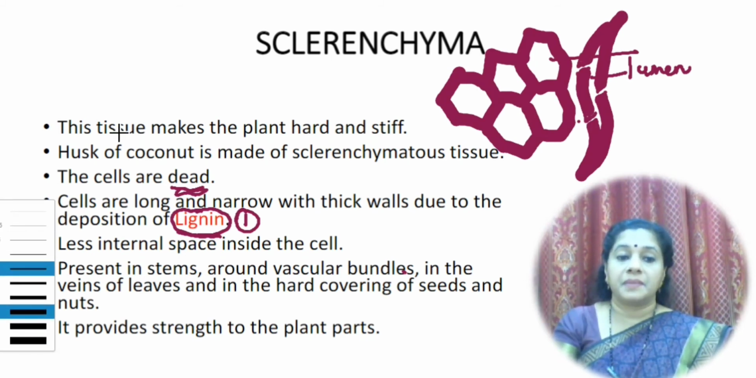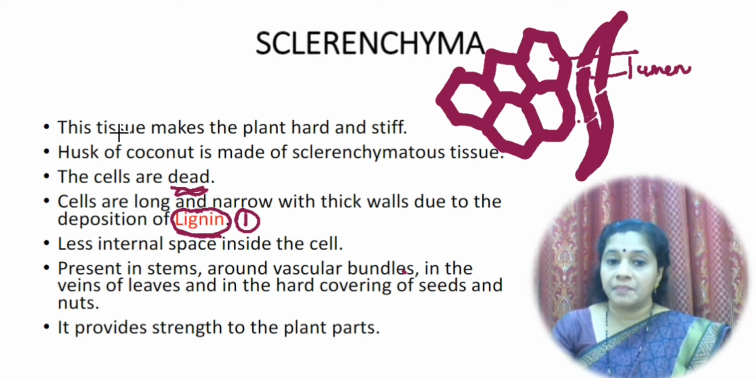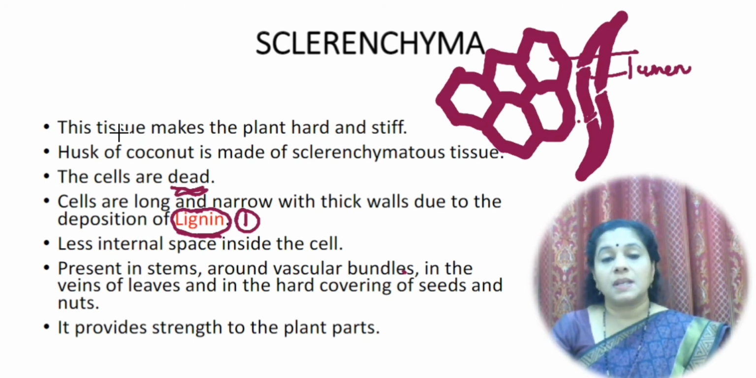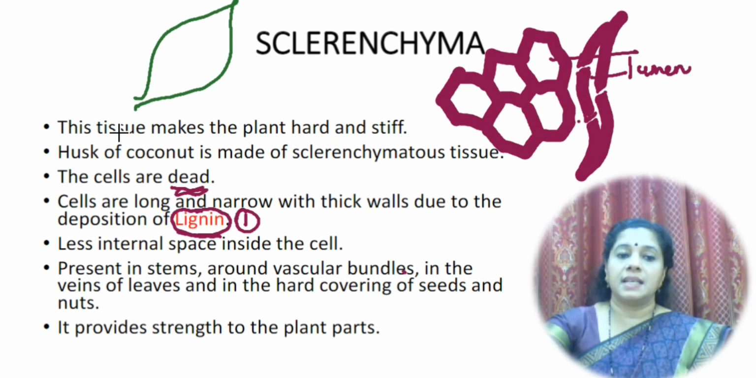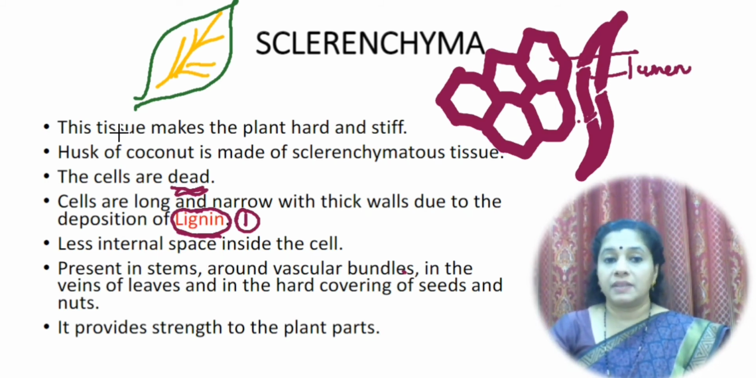And they are present in the stem around vascular bundles. Vascular bundles means they are the conducting tissues in plants, and in the veins of leaves. What are veins of leaves? You know, if there is a leaf, it will have a lot of this midrib, right? and a major vein. These are the veins of leaves. So around them also you will find some sclerenchyma.